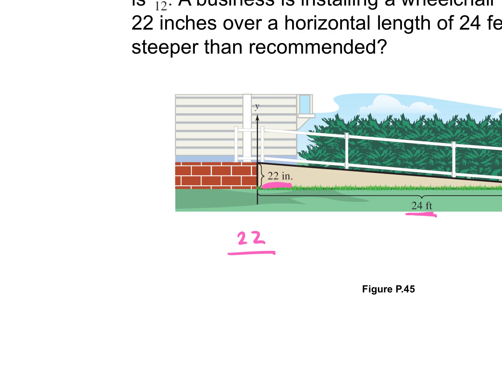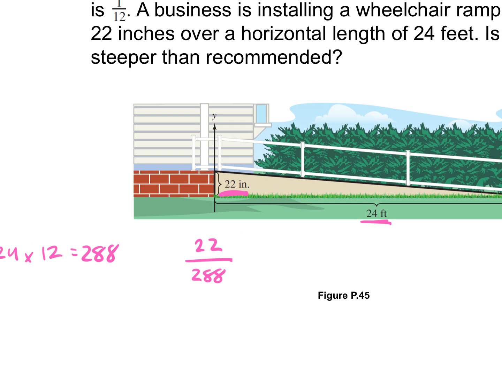Yeah, that works. So, we're technically just multiplying 24 times 12, right? Yeah. So 24 times 12 would be 288. So our ratio would be 22 over 288. Can I simplify this a little bit? What goes into both 22 and 288? 2. So it'd be 11 over 144.